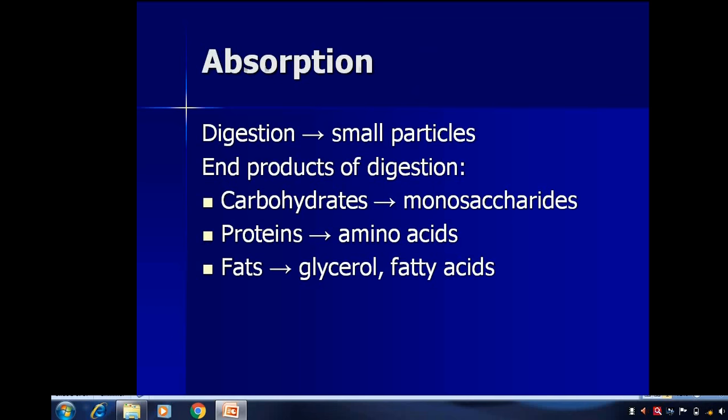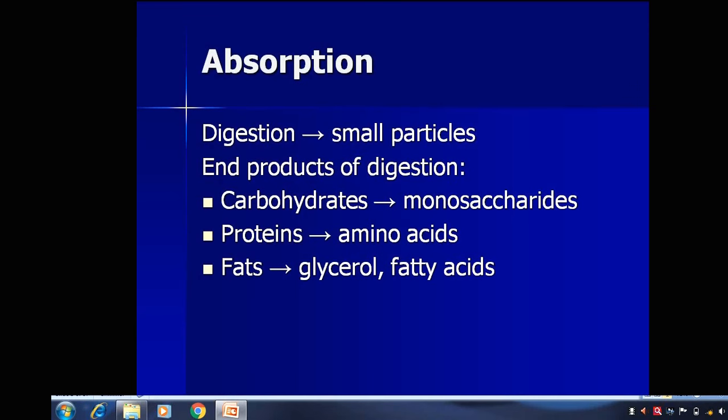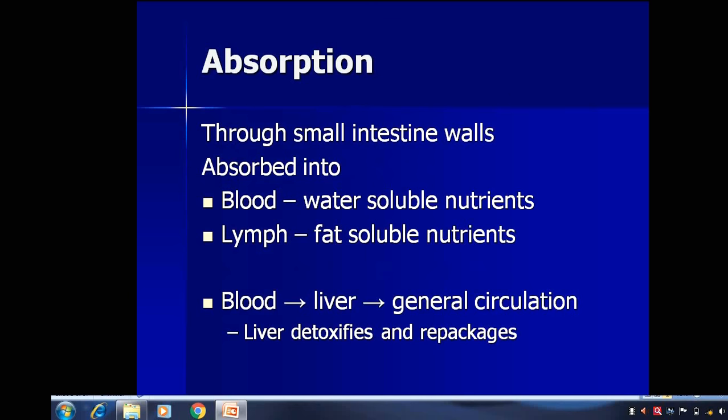Now, regarding digestion, the end products are small particles. The carbohydrates are converted into monosaccharides, proteins into amino acids and fats into fatty acids. These are absorbed through the small intestinal wall into blood and lymph. Water soluble nutrients are absorbed into blood, while fat soluble nutrients are absorbed via lymph. The blood goes to the liver, and from the liver it goes to general circulation. The liver plays an important role in detoxification and repackaging of these nutrients.